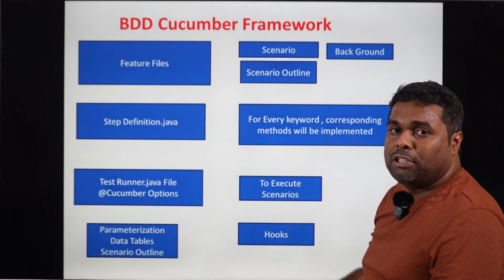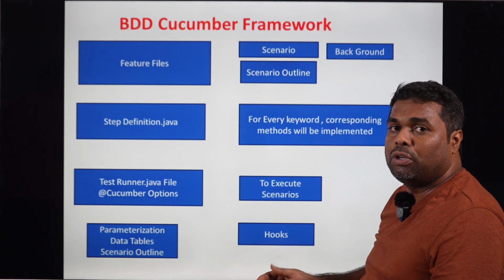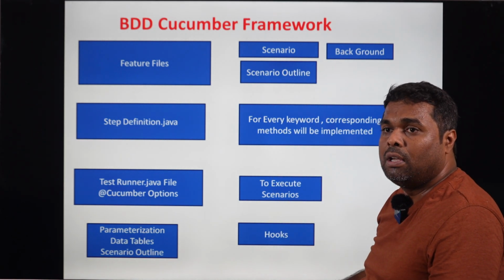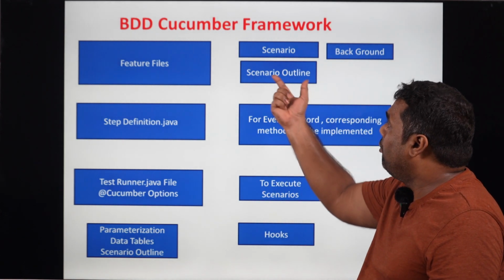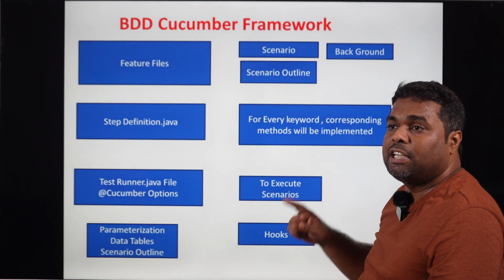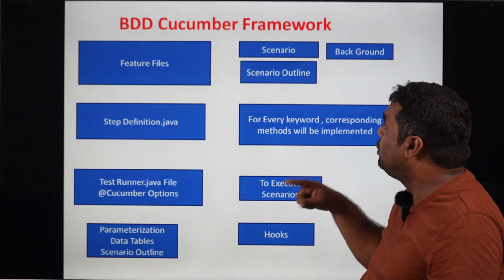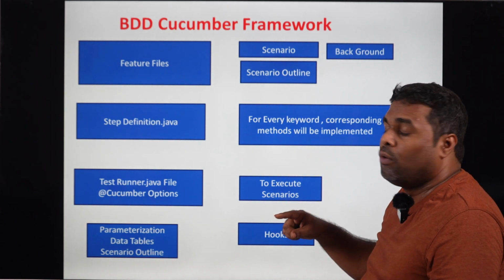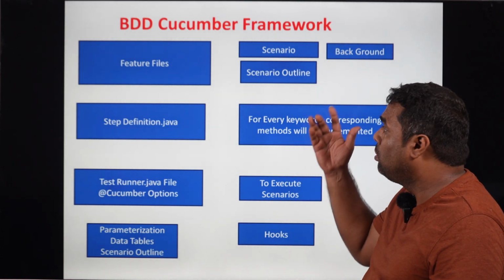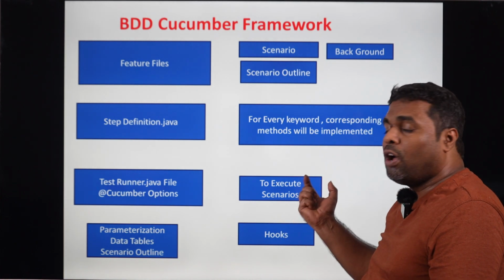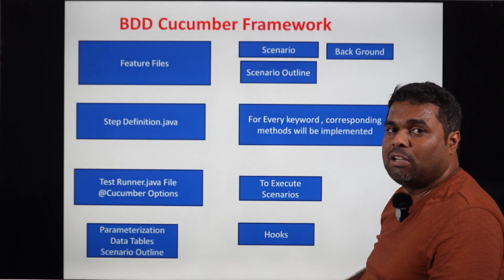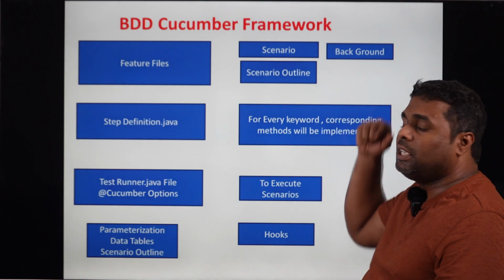A scenario is a set of steps executed for a particular set of input values, and the set of steps is executed only once. Whereas in a scenario outline, the set of steps is executed multiple times, once for each set of input data. So in a scenario outline, all steps are executed for each set of input data as defined in the examples section. And the Background keyword.